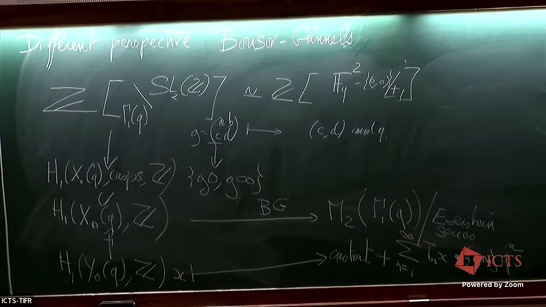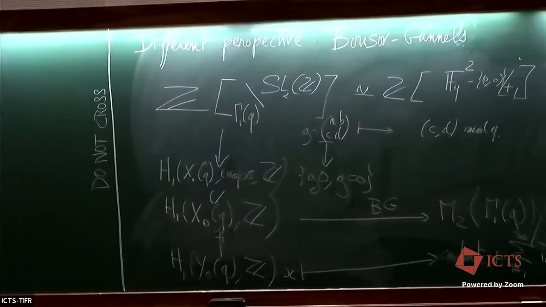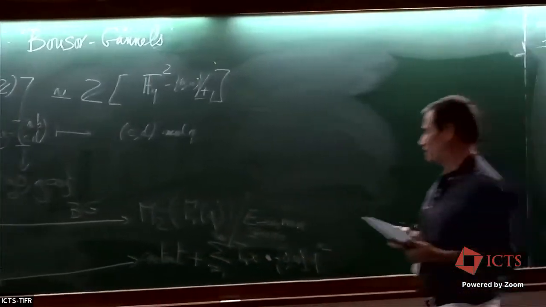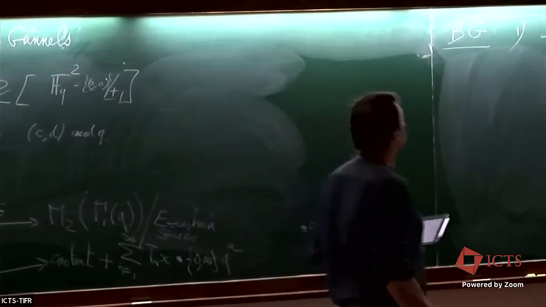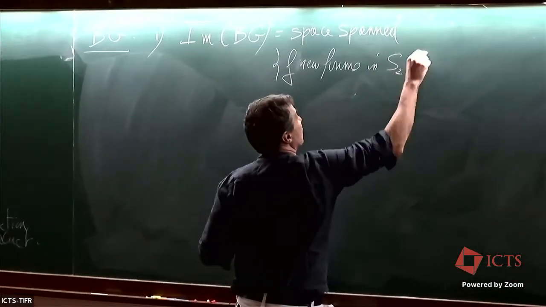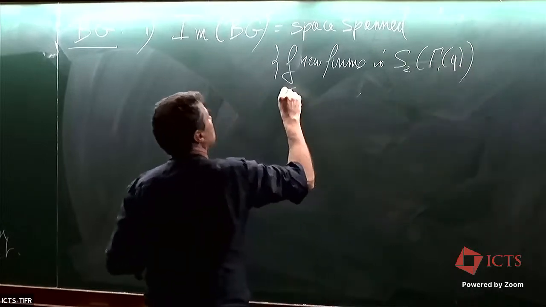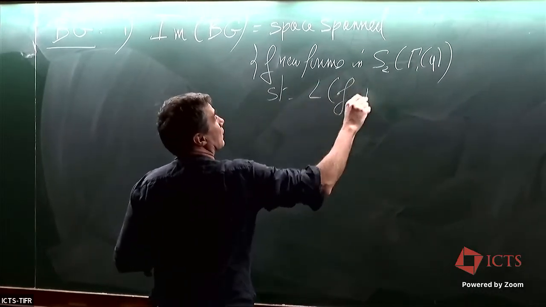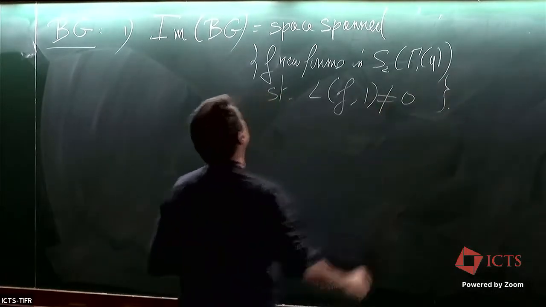Okay, so what do Borisov and Gunnell say? First, the image. So it's a deeply arithmetic theorem in the following sense. The image of BG is spanned by the modular forms F, new forms in S2 of Gamma1(Q), such that the L-function does not vanish. That's one thing.